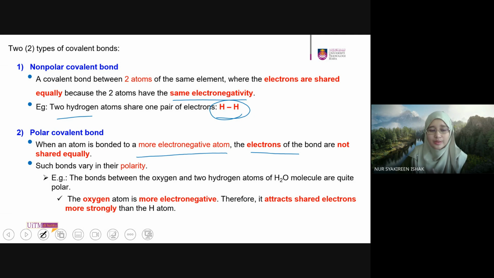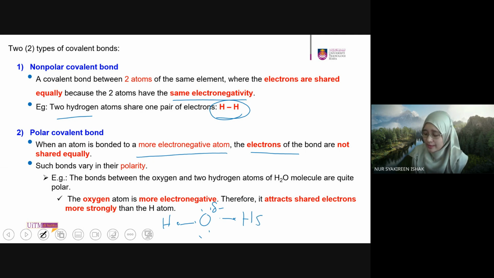The bonds between the oxygen and two hydrogen atoms of a water molecule are quite polar. The oxygen atom is more electronegative. We have seen earlier that oxygen has 6 valence electrons, so it is more electronegative and attracts the electron from the hydrogen. The other hydrogen's electron is also attracted to the electrons of the oxygen. Because electrons are pulled more towards the oxygen, it makes the oxygen have a partial negative charge.